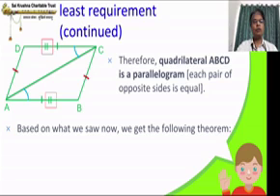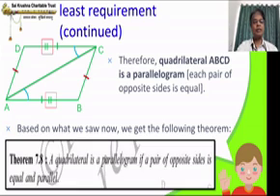Based on what we saw now, we get the following theorem. A quadrilateral is a parallelogram if a pair of opposite sides is equal and parallel. So it is only one pair here, but there are 2 conditions, equal and parallel. It's a combination of 7.3 and the minimum requirement, correct? Yes, if you go through the notes you have written, you will be able to understand. So now note down this theorem also word by word in your notebook before moving forward.